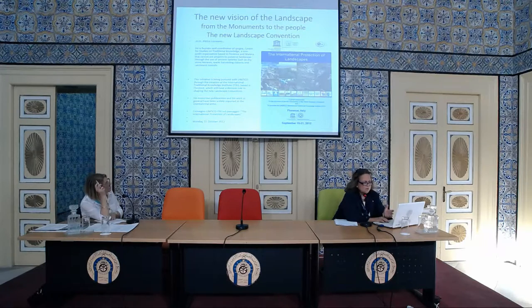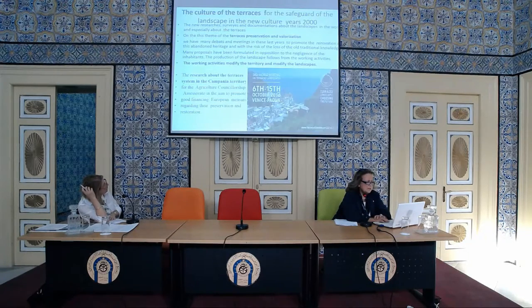It is very well known that there is a new vision of the landscape, from the monuments to the people, the new Landscape Convention, this is in 2000, and this is very important. There was an international congress two years ago about the culture of the terrace for the safeguard of the landscape in the new culture of the years 2000.